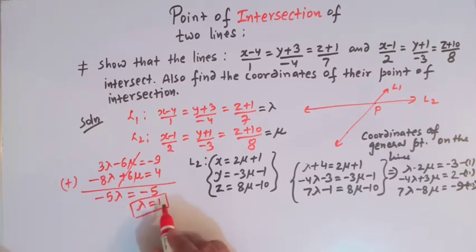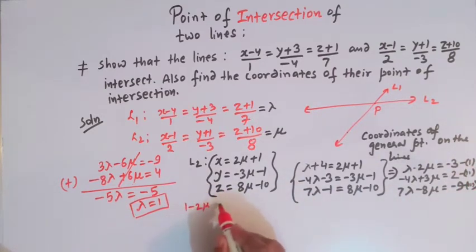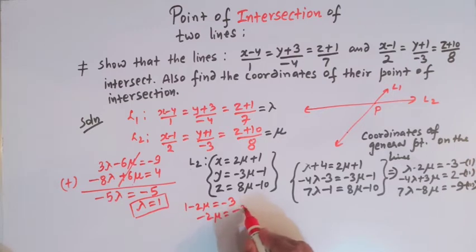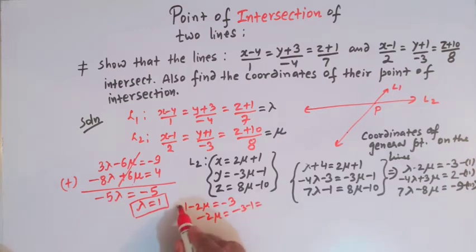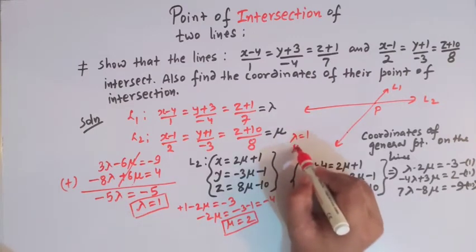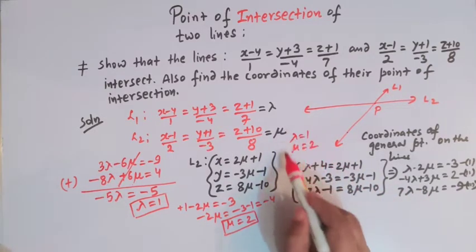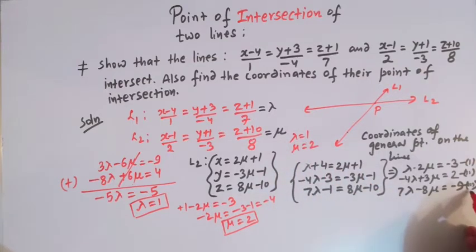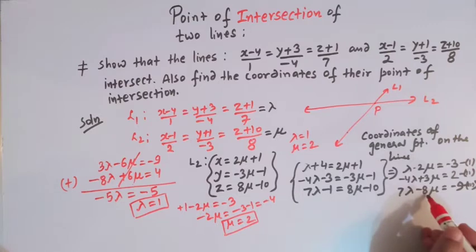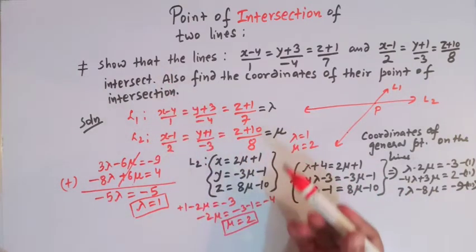Right? Now substituting this value of lambda in equation 1, we get 1 minus 2 mu is equal to minus 3, and minus 2 mu is equal to minus 3 minus 1. Taking this plus 1 to this side, we have minus 4 here, so mu is equal to 2. So we have obtained the value of lambda as 1 and mu as 2, and now we will substitute this value in equation 3. Now if this equation is satisfied, we can say that the two lines intersect.